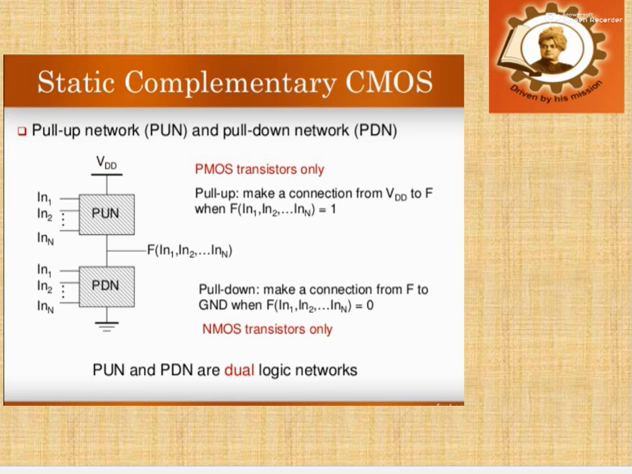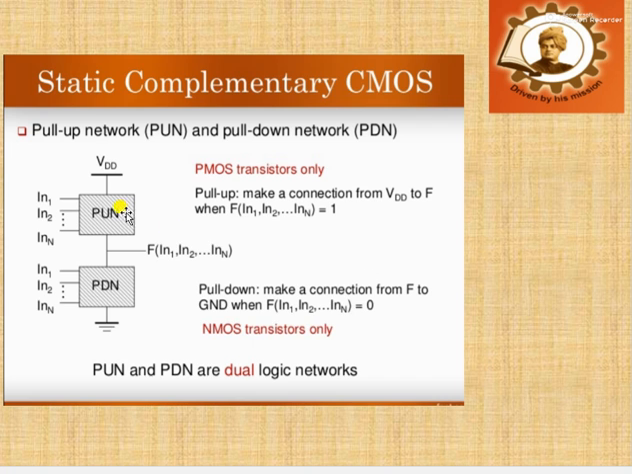Now before moving into the design procedure, let me discuss the complementary properties of CMOS logic. Under static conditions, the pull up network and pull down network never turn on simultaneously. This is one complementary property of CMOS logic. Similarly, the pull down network comprises NMOS and the pull up network comprises PMOS. This is another complementary property.